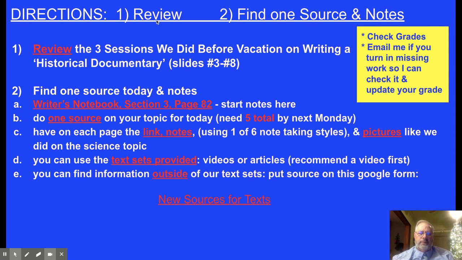The first thing we're going to do is review the first 3 sessions that we did before break. And then we're going to find one source and start writing our notes today on our topic. Basically, this week we're going to get 5 sources, and you'll get plenty of time to work on your notes this week.